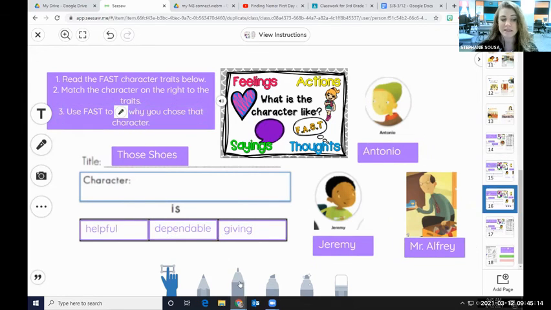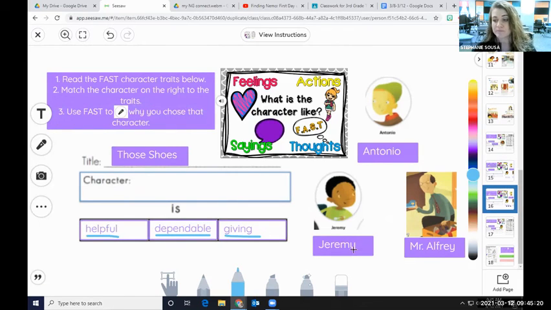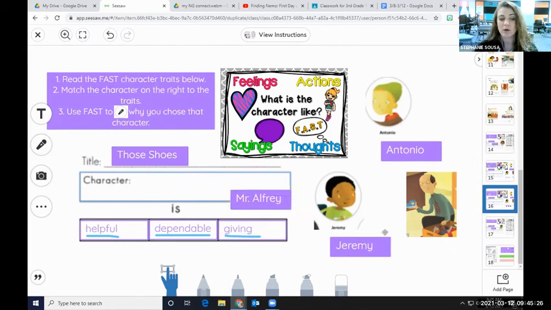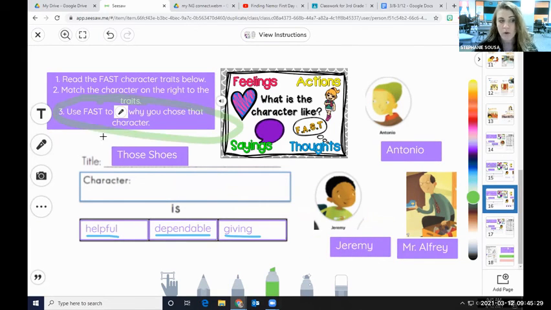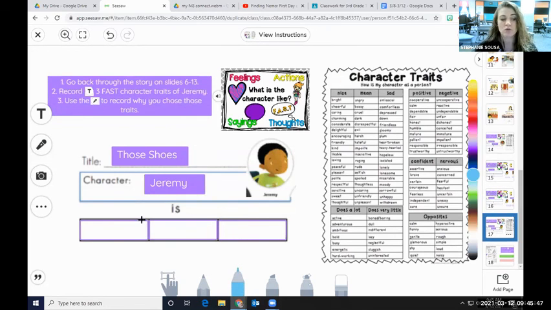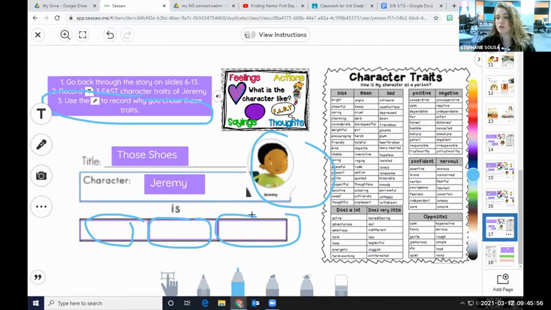Same thing on slide 16. There is a character that is helpful, dependable, and giving. You are going to move that character's name into the box, and you are going to record why you chose that character. Again, if you just drag a name, I'm going to send it back to you because you did not give me any evidence that you understand. You just showed me that you know how to move a tile. Okay, so evidence. On slide 17, I am asking you to come up with 3 character traits that describe Jeremy. And again, use the microphone to record why you chose those traits.